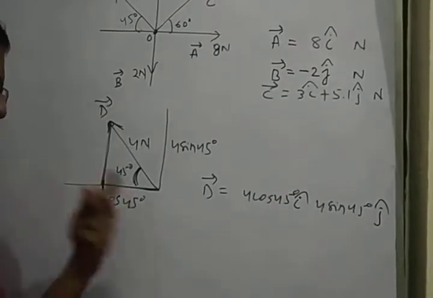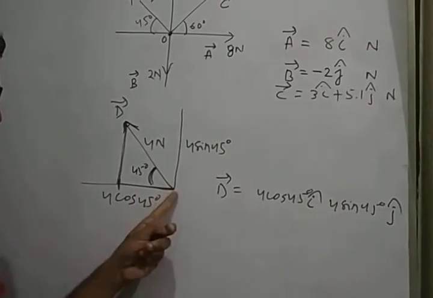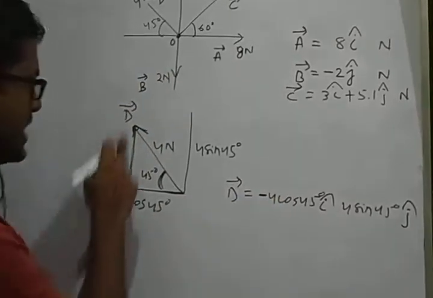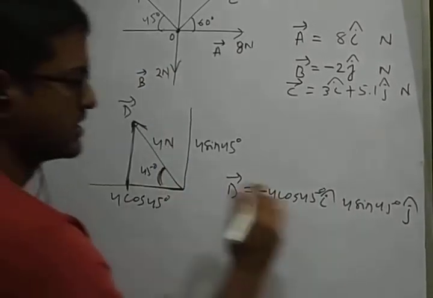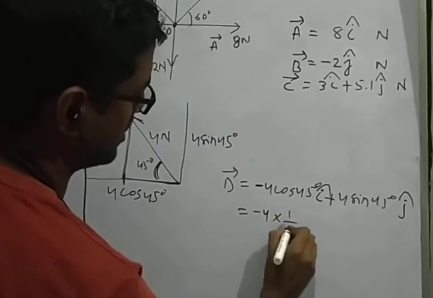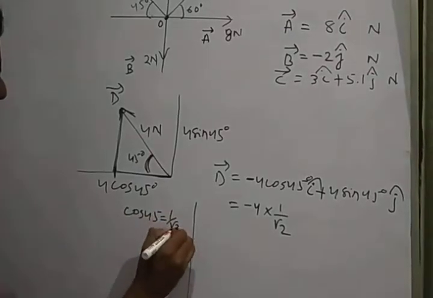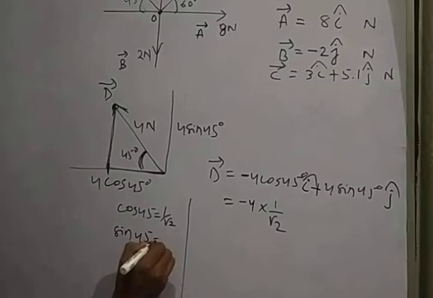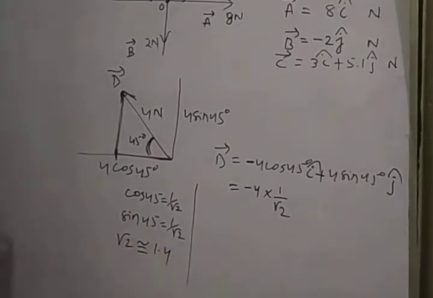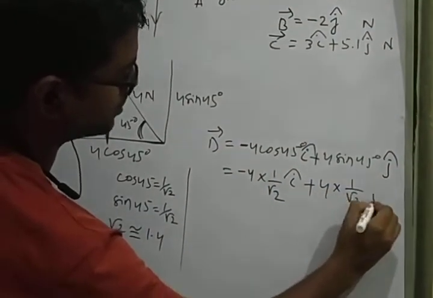So again, check the 3-step process: cos, sin, then i cap, j cap. Now the third step, 4 cos 45 is along negative x-axis, so minus. Now 4 sin 45 is along positive y-axis, so plus. So minus 4 cos 45, where the value of cos 45 equals 1 by root 2. The value of sin 45 is also equal to 1 by root 2. And for the root 2 value I am going to take approximately 1.4. So now this is i cap plus 4 into sin 45, 1 by root 2, j cap.